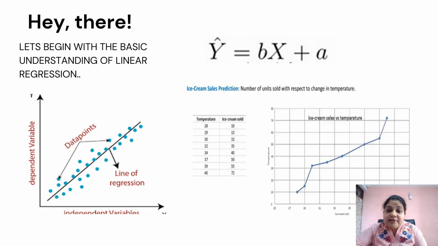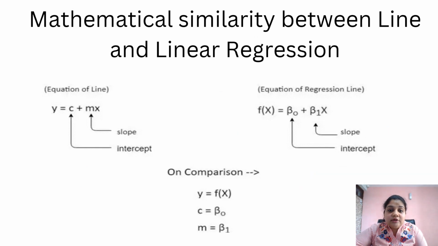Linear regression is represented with a very common basic equation, y cap equals beta 1 x plus beta naught, where y cap is the predicted value. Have you seen this equation or a similar equation before? Yes, you are correct. This is similar to the equation of a line, which is y equals c plus mx. In this, m is the slope of the line and c is the intercept on the y-axis. Similarly, here beta 1 is the slope of the line in the regression model and beta naught is the intercept on the y-axis, equivalent to c.